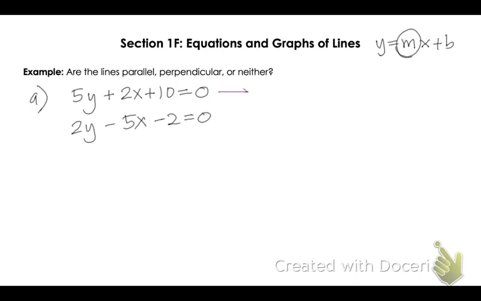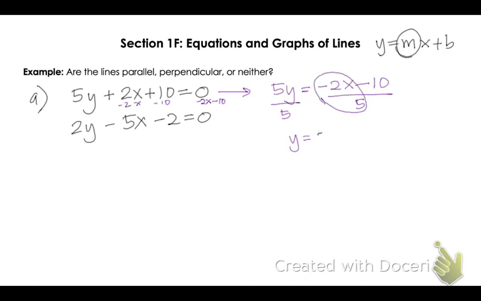I'm going to try to solve this first line for y. So I'm going to subtract 2x and 10 from both sides. If I do that, I'll have 5y on the left and negative 2x minus 10 on the right, and then just divide by 5. That gives me y equals negative 2x over 5, which, as we saw in that last graphing example, I can write as negative 2/5 x, and then negative 10 divided by 5 gives me minus 2. So that's my first line.